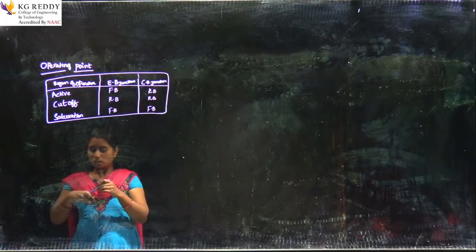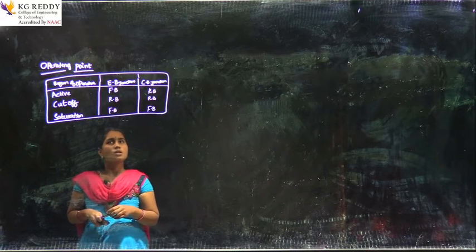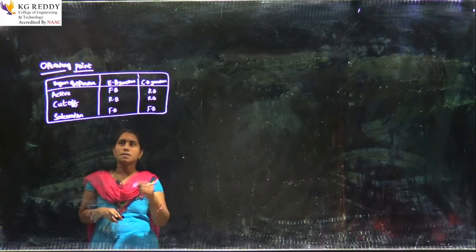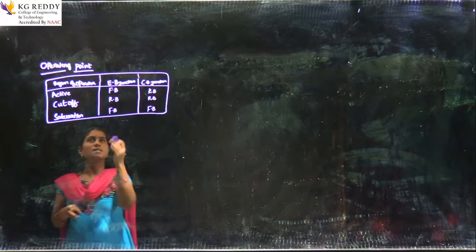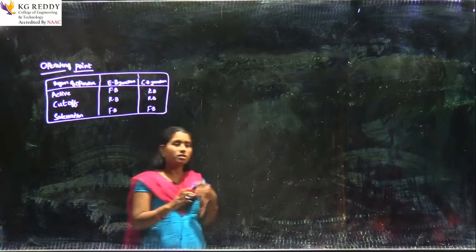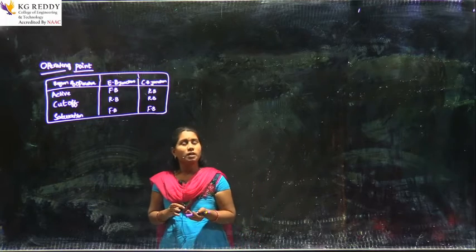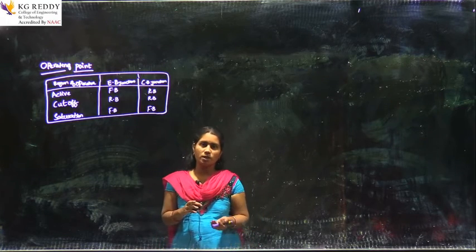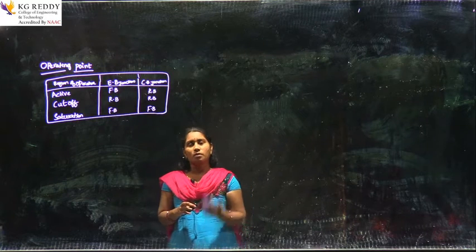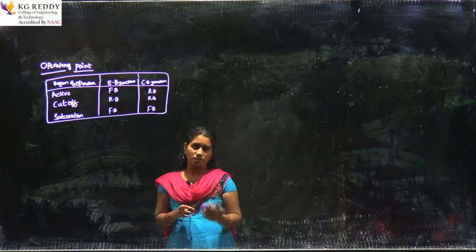For these three regions we apply some external DC voltages. Now let us discuss why biasing is necessary. We are applying external DC voltages, and the application of these external DC voltages is called DC biasing. But the question is why it is necessary to go for biasing.